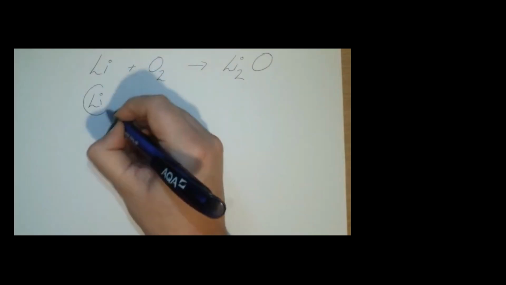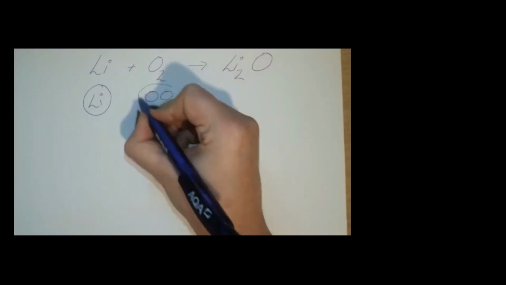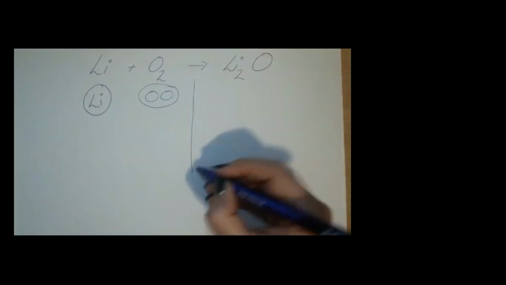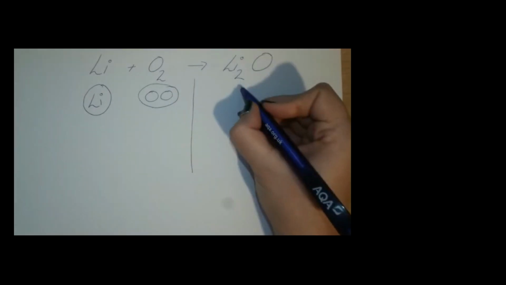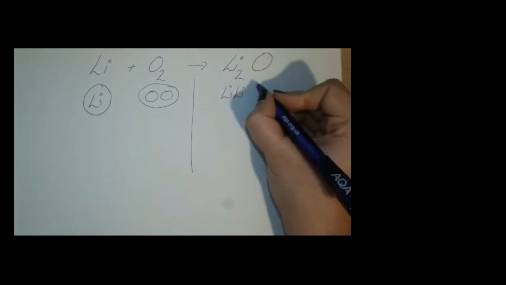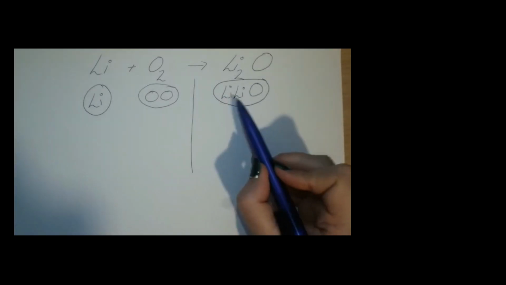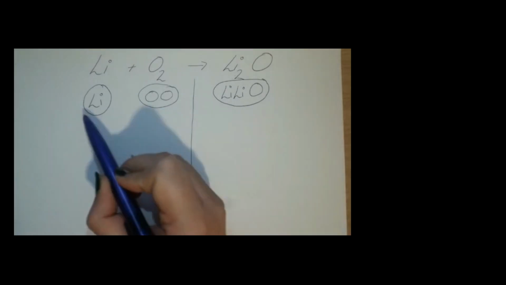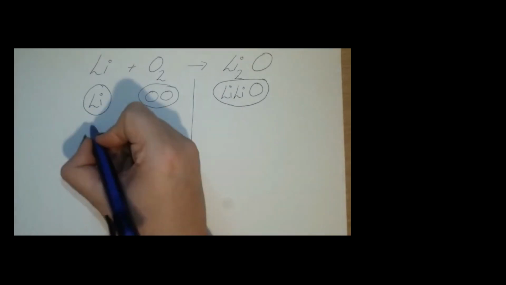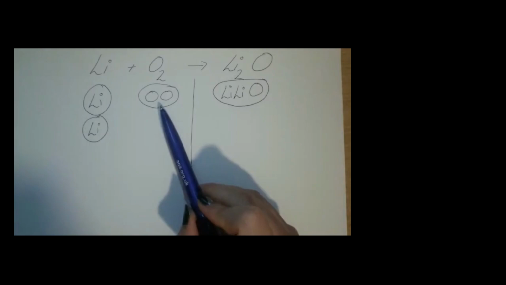We've got lithium in a bubble with oxygen, which is 2 O's in a bubble. Let's put our wall in. And we're making Li2O. So that's 2 Li's and an O in a bubble. So first of all, we've got 2 lithiums here, but we've only got 1 over here. So let's start off by adding another lithium. Right, that's sorted my lithiums out. Let's start on the oxygens.